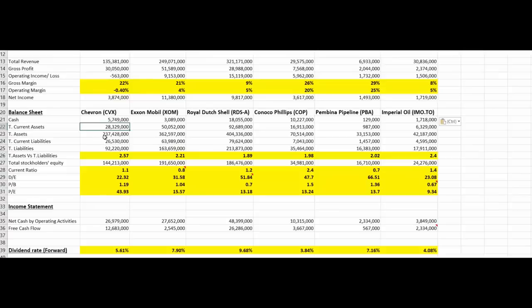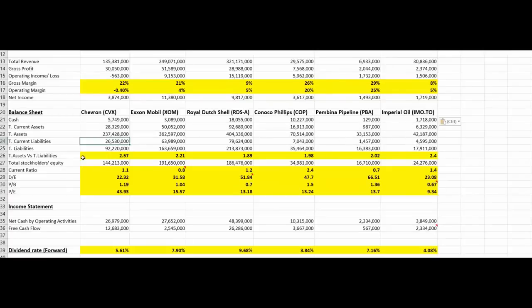Anyways, so total assets are the total assets including long-term assets. So 237 billion is for Chevron, 362 billion for ExxonMobil, 404 billion for Royal Dutch. This is good. ConocoPhillips 70 billion, Pembina Pipeline 33 billion, and Imperial Oil 42 billion. Now total current liabilities: 26.53 billion for Chevron, ExxonMobil 63, Royal Dutch 79 billion, ConocoPhillips 7 billion, Pembina Pipeline 1.4 billion, and Imperial Oil 4.5 billion.